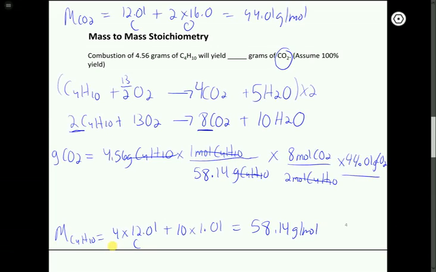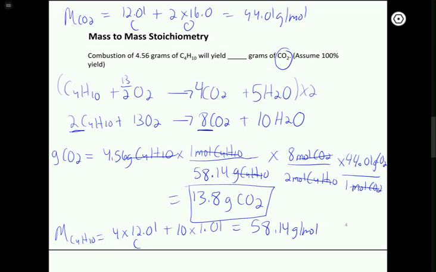So 44.01 grams of CO2 per 1 mole of CO2. Remember that the molar mass is the mass of 1 mole, so there's always going to be a 1 mole in that conversion factor. And that gives us grams of CO2, so when we multiply this across, I didn't work this out beforehand, so give me a second. We get 13.8 grams of CO2. And the problem says assume 100% yield, so this is the maximum amount of CO2 that can be formed in this reaction. Okay.